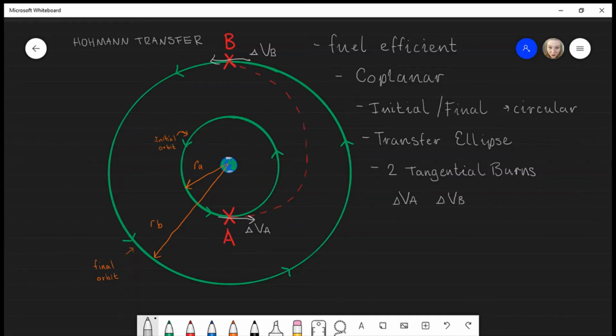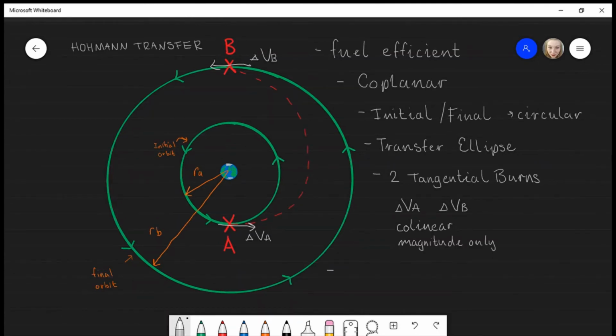These burns are collinear. Being collinear, we only need to take into account the magnitudes of the velocities. We don't need to take into account the direction. Therefore, to calculate the delta V needed for point A, we need to figure out the difference in velocities from the transfer ellipse and the initial orbit. And from point B, we need to figure out the velocity differences from the transfer ellipse onto the final circular orbit.